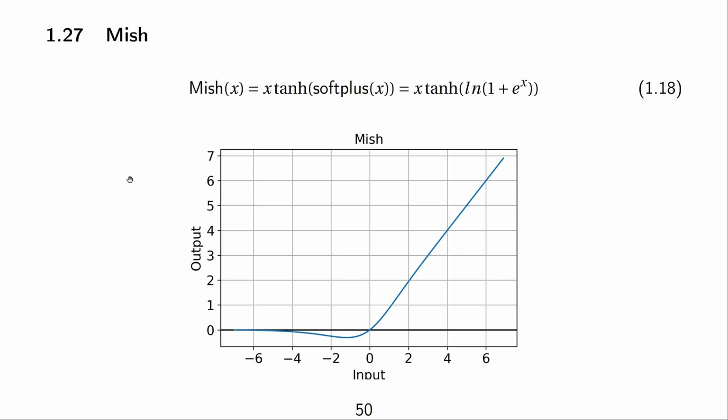Now this function seems similar in shape. Again, it's kind of linear here, then it dips down and goes up. And this function is defined by x. So you have this self-gating idea, x times tanh of softplus x. So this is the smooth approximation to the ReLU. So x times tanh of ln of 1 plus e to the power of x.